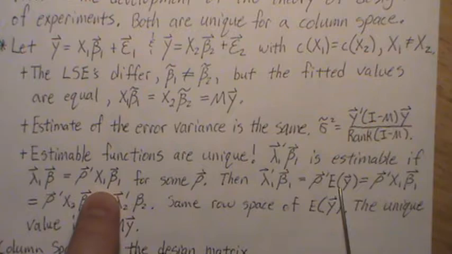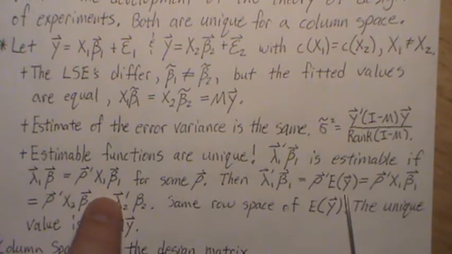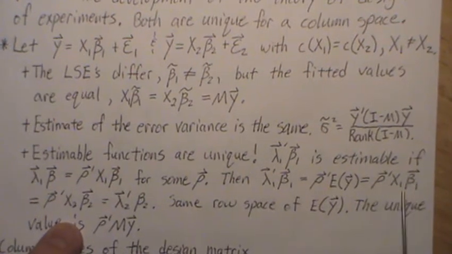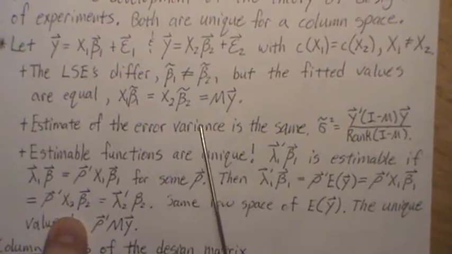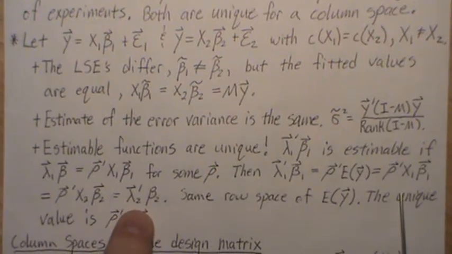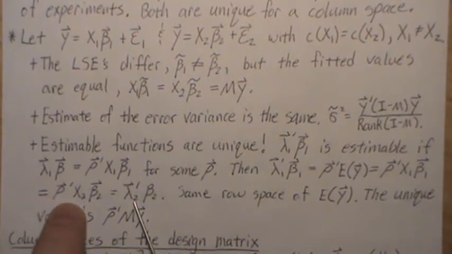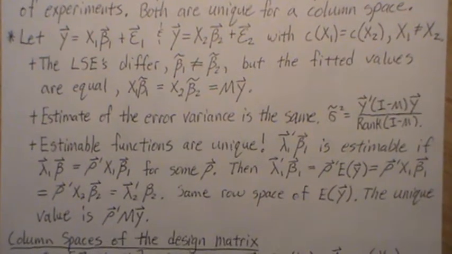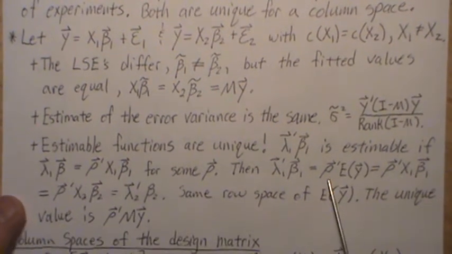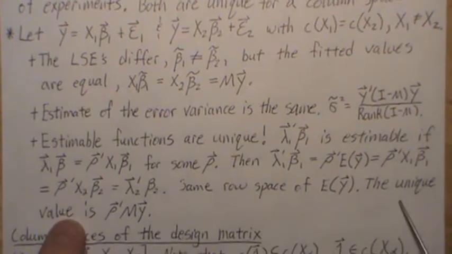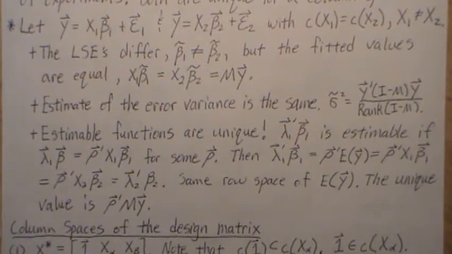That's the expected value, the fitted model. But remember, this is just x1 beta 1, but that is equal to x2 beta 2, right? We just said that up here. Those two have to be equal. But then that means lambda 2 transpose beta 2, where it equals rho transpose x2 beta 2, is estimable, right? Because this is estimable, that has to be estimable. And essentially what it means is we're taking this, it's the same row space of the expected value of y. So the unique value would be rho transpose My.